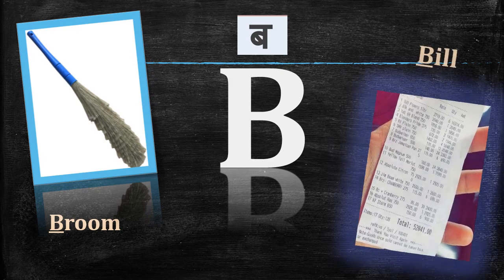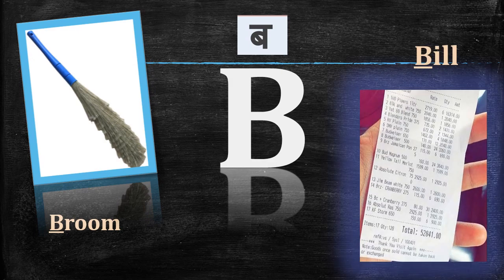Now moving towards the letter B. Now B is very easy, right? B for ball. Now how come it's easy? Because it has only one sound that we all also know.